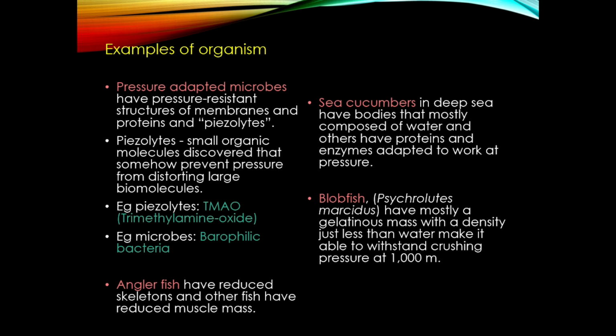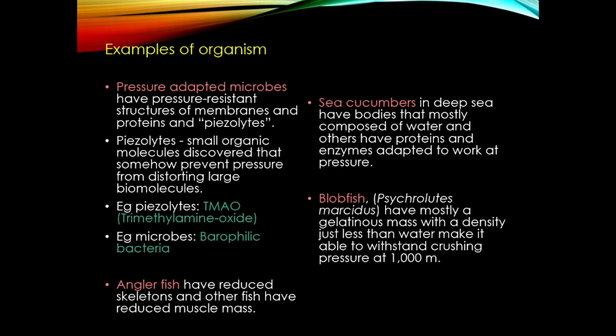Another example is the anglerfish. They have reduced skeletons, and other fish have reduced muscle mass. The organisms that can live in high pressure conditions have swim bladders that contain denser oil, or they don't have a swim bladder at all. These fishes' bodies also contain a lot of water, and they have very thin skeletons, which helps them match the pressure of the water outside with the pressure inside their bodies.